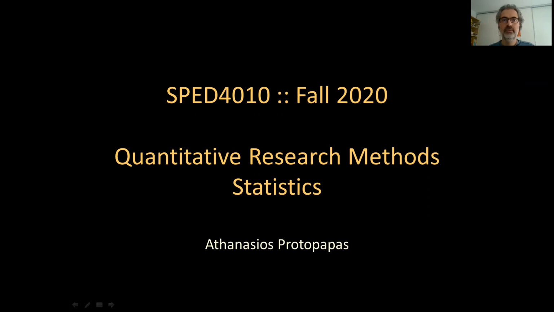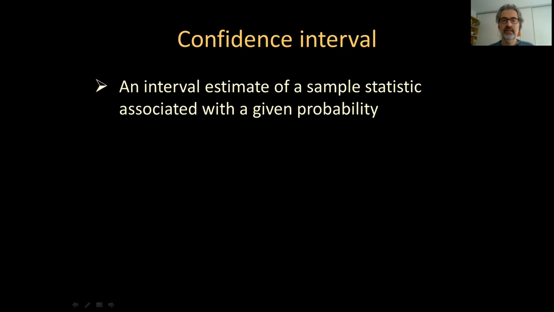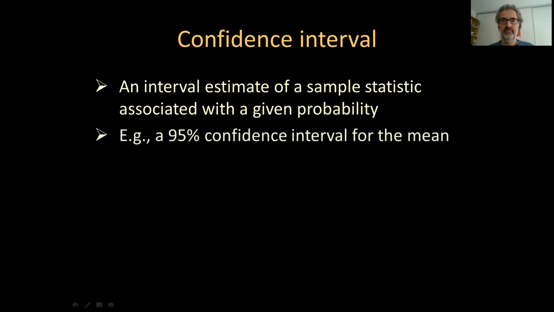In this video, we will talk about confidence intervals. A confidence interval is an interval estimate of a sample statistic associated with a given probability. One example would be a 95% confidence interval for the mean, which is something we see very often. This is a rather abstract definition, so let's see what exactly it means.